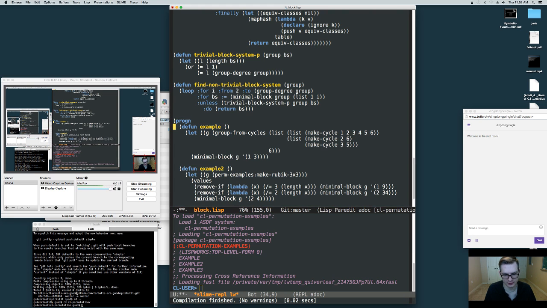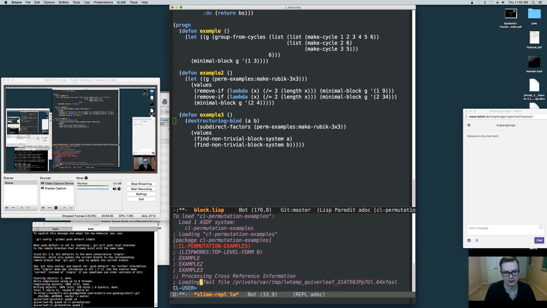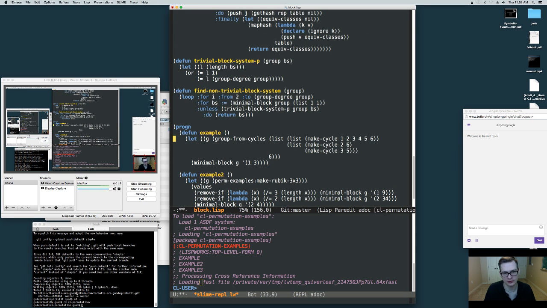the first example that I have, which was actually taken from a book, is the group generated from the cycle 1, 2, 3, 4, 5, 6, and the two cycles 2, 6 and 3, 5. The idea is to find a block that contains 1 and 3. We have this function compute minimal block. When this cycle happens, 1, 2, 3, 4, 5, 6, all points move, so that doesn't tell us anything. It tells us that all points 1 through 6 could be a part of a block.